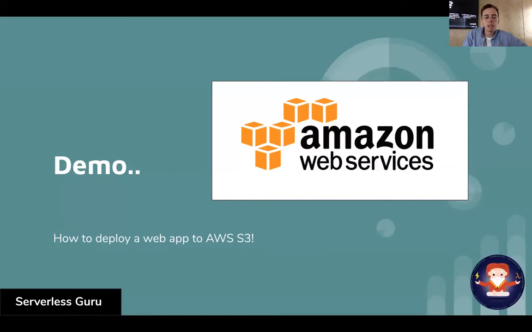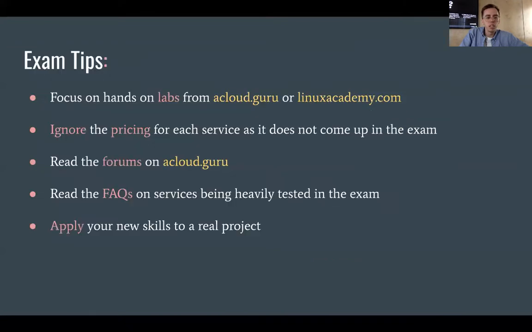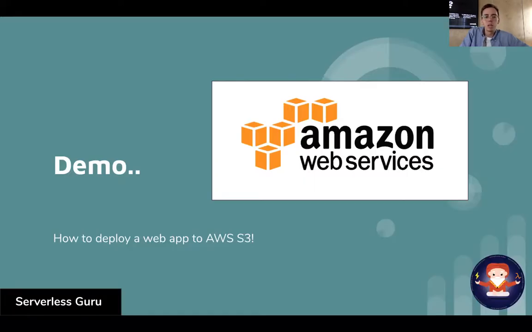So the reason why I kept that at the beginning is because I want to, one, get you excited about it, give you a plan for how to do it, and then touch on that final bullet point, which was: apply your new skills to a real project. So this is the real project part. The certification part, you're going to have to do on your own. For the real project, we're going to be deploying a web app to AWS S3.